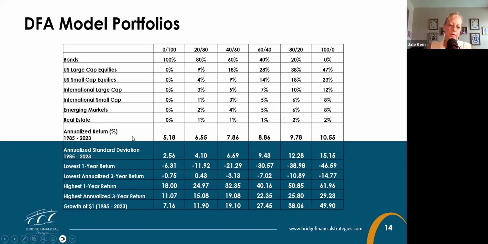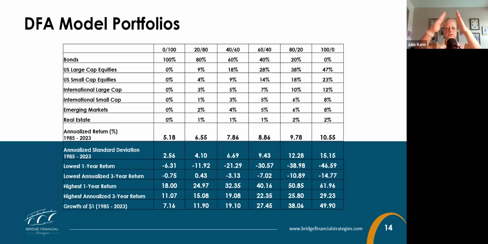So the takeaways are that the annualized return ranges from a little over 5% to 10.5%, depending on the level of equities. And then the standard deviation likewise increases. So this portfolio here, the standard deviation is just a measure of, if you think of your traditional bell curve, and right in the middle is the average return, which is going to be this 5.18% on the 0 to 100 portfolio.